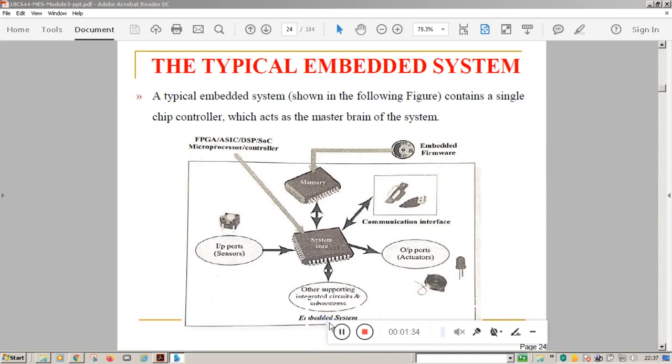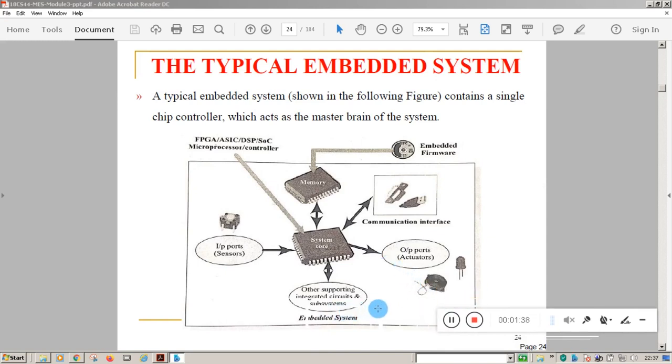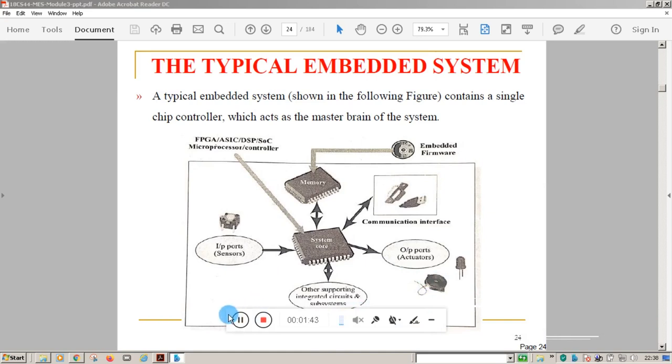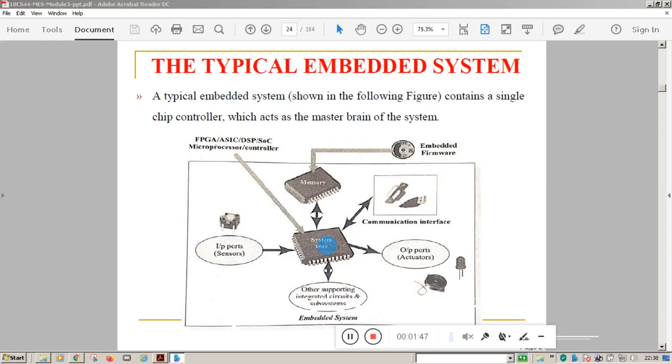So you can see from the diagram, this is the core of the system. This controller can be either microprocessor or microcontroller or FPGA, that is field programmable gate array, or it can be digital signal processor, or it can be application specific integrated circuit, or it can be application specific standard product. So this is actually the main controller of the embedded system.